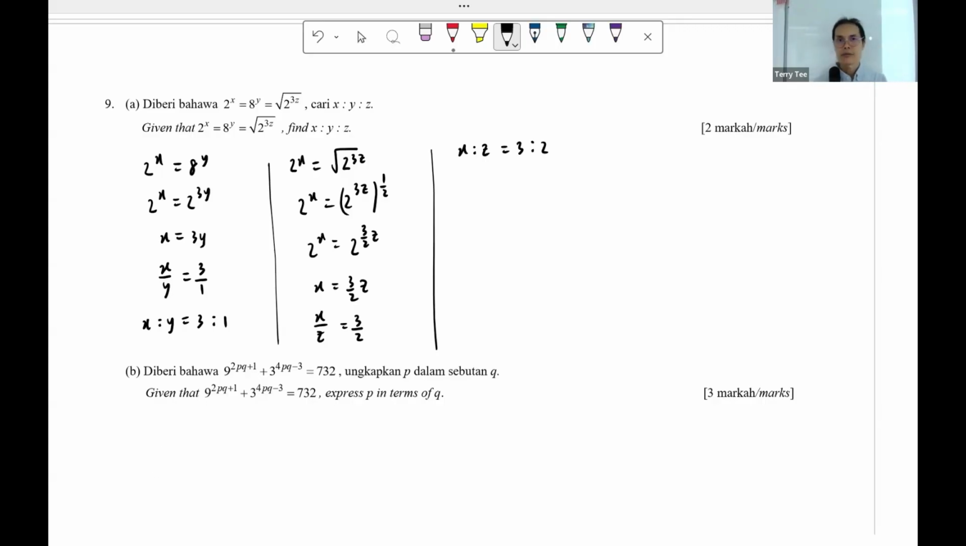Okay, we already have the first one. X to y is 3 is to 1. X to z is 3 is to 2. How about x, y, z? So x, y, z is therefore x first, x is 3, y is 1, z is 2.